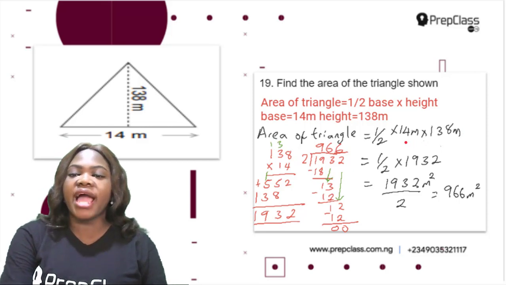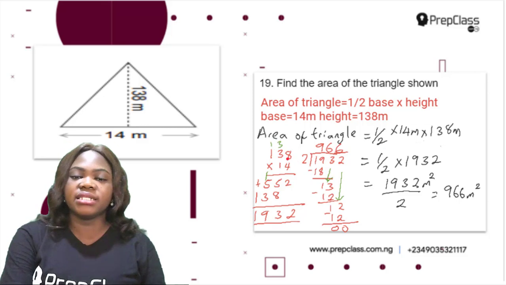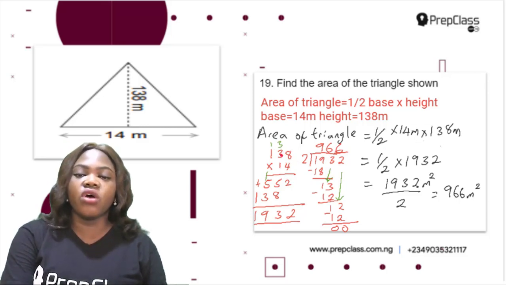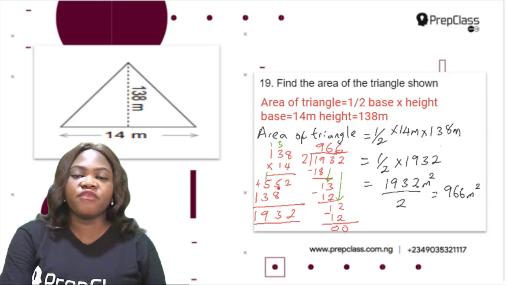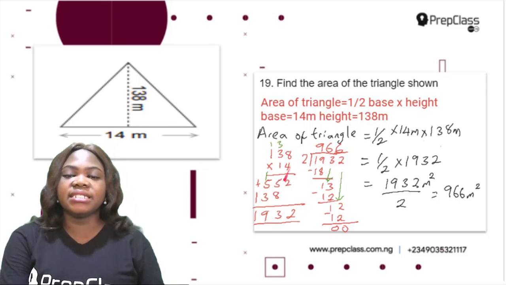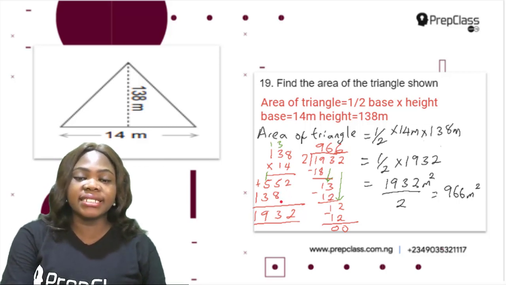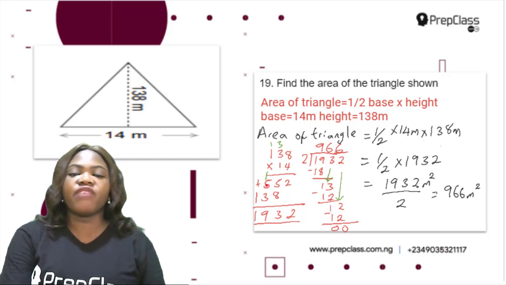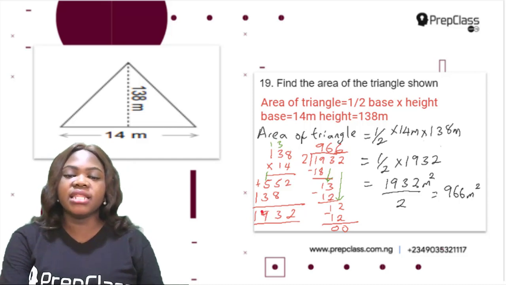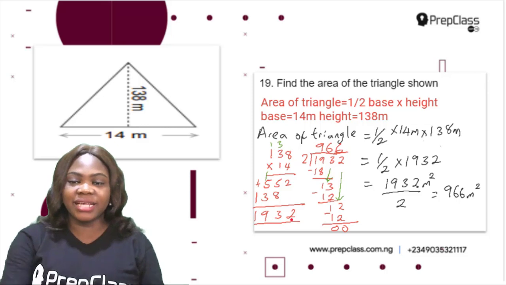So let's multiply 14 meters by 138 meters first. Let's do that here. 4 times 8 is 32. Write 2, carry 3. 4 times 3 is 12. 12 plus 3 is 15. Write 5, carry 1. 4 times 1 is 4 plus 1, that is 5. 1 times 8 is 8. 1 times 3 is 3. 1 times 1 is 1. So 2 plus nothing is 2. 5 plus 8 is 13. Write 3, carry 1. 1 plus 5 is 6. 6 plus 3 is 9. Then 1 plus nothing is 1. So we have 1932 as the answer here.